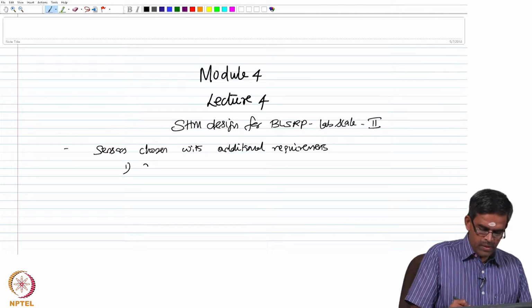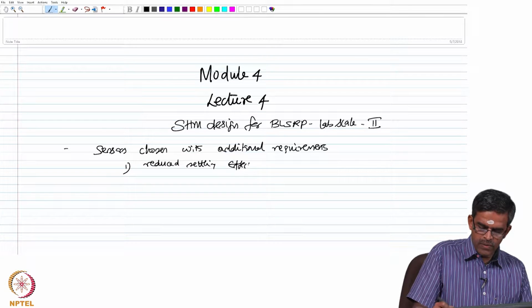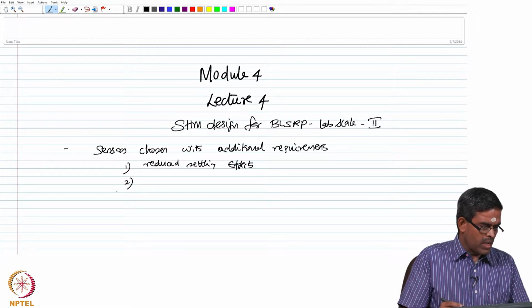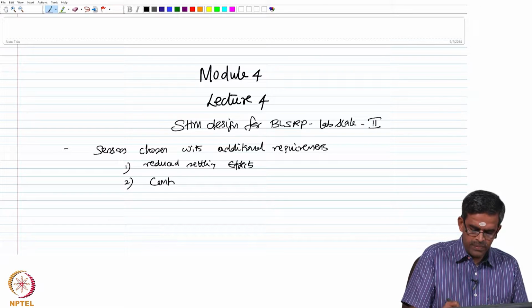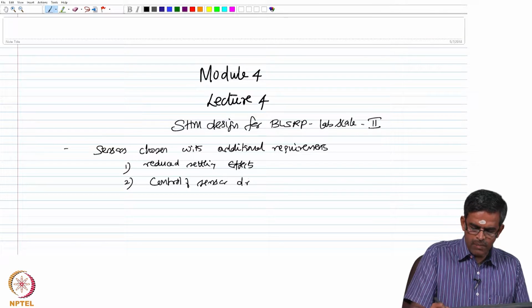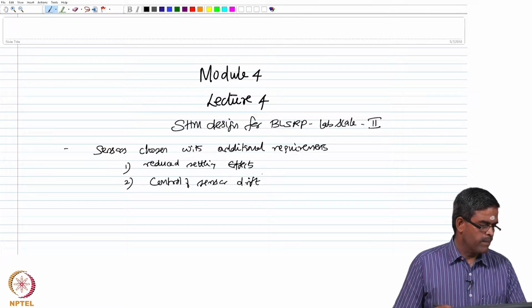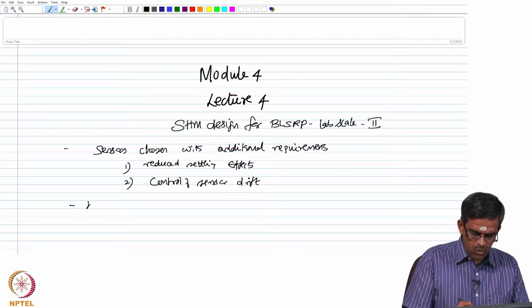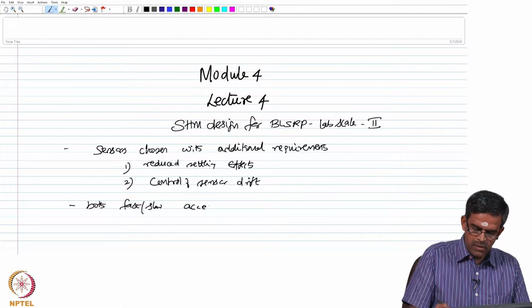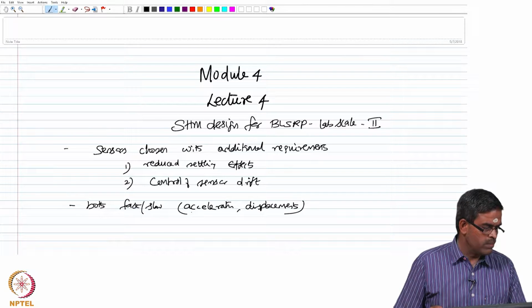Namely, it should have a reduced settling effect, it should also have the control of sensor drift. So, keeping this in mind, sensors have been chosen. We need to also measure both fast and slow acceleration and displacements, because the platform will exhibit both kinds of characteristics under the wave load.